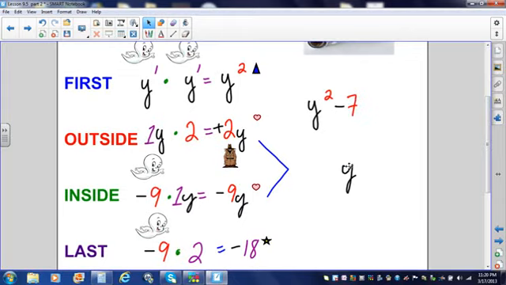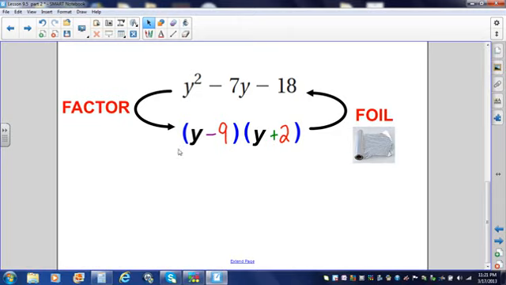See, they just make a big circle here. Foiling and factoring, they go hand in hand. You're just doing one backwards from the other. All right, I hope that helps you be successful on the EOC.